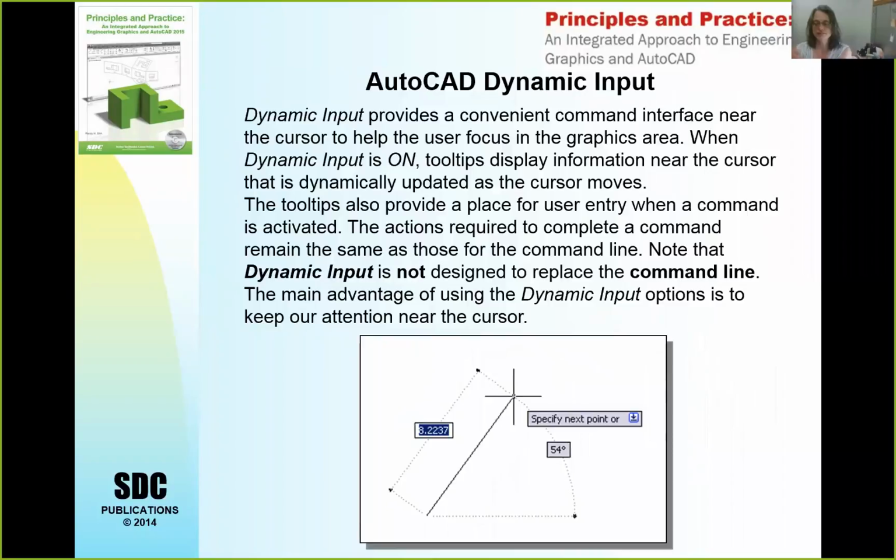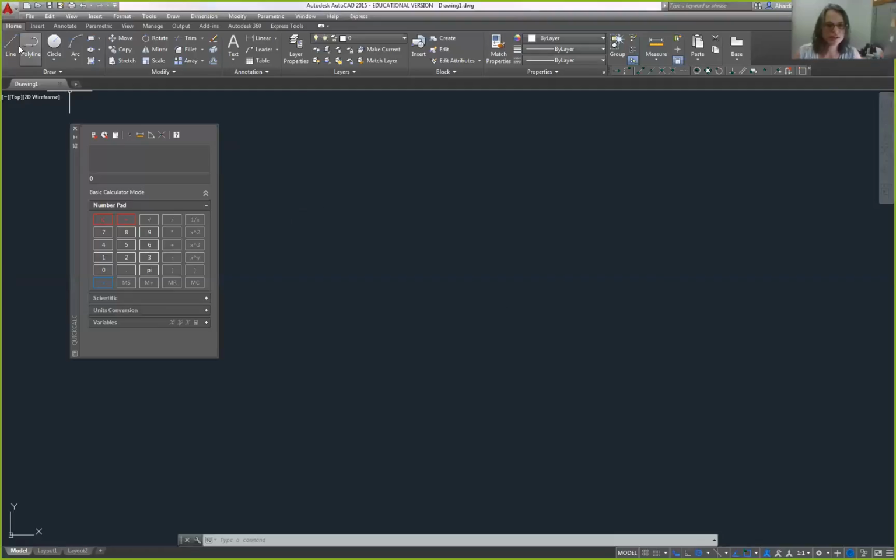Now we're into AutoCAD. We talked a little bit in Chapter 1 about different input techniques. One technique that you can use in AutoCAD is called dynamic input. If you notice, I'm just going to draw a line here. I've switched over to AutoCAD. Once I click on the line command, my cursor has information right next to it. That's part of our dynamic input.